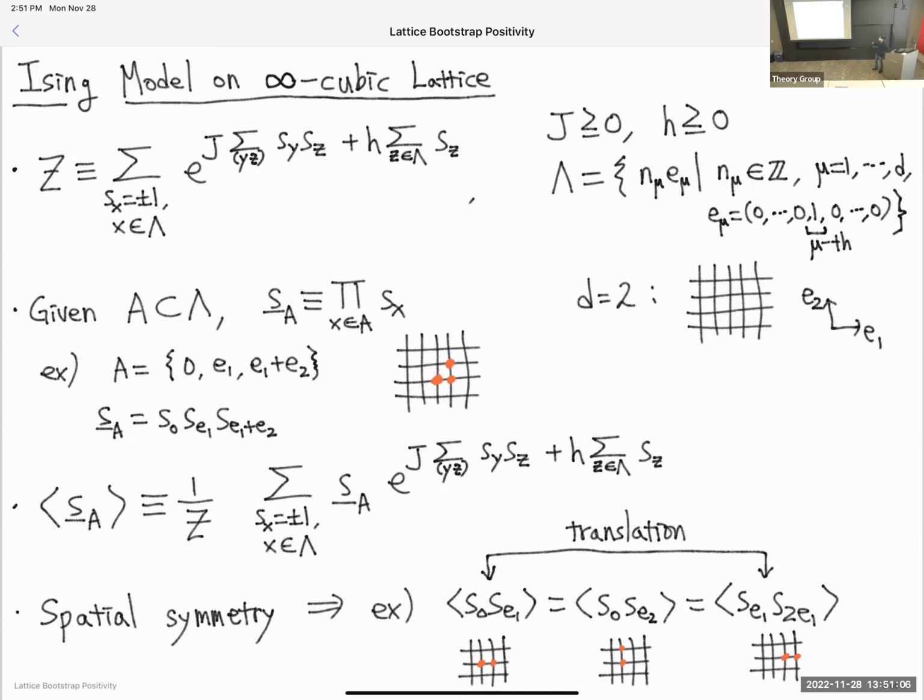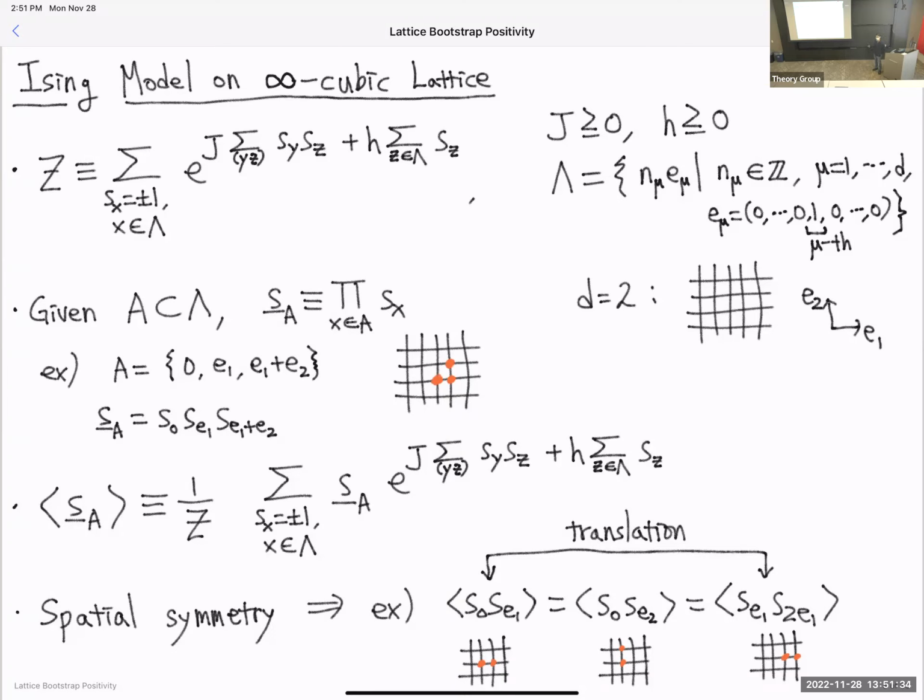So these e_mu are unit vectors along the mu-th direction. Okay? And we are taking the integer combinations. So in 2D, this is how it looks. We have e1 and e2. And on each lattice site, we are going to have a variable, which is denoted as s of x. So this is the spin variable, and it can take discrete values plus or minus 1.